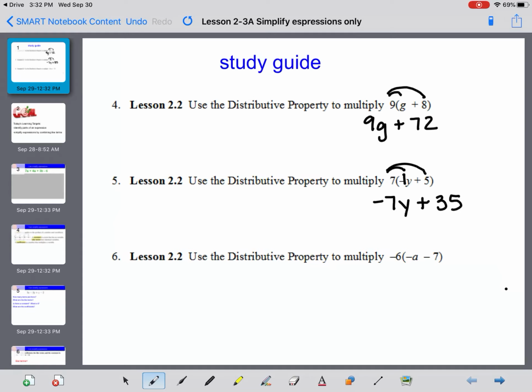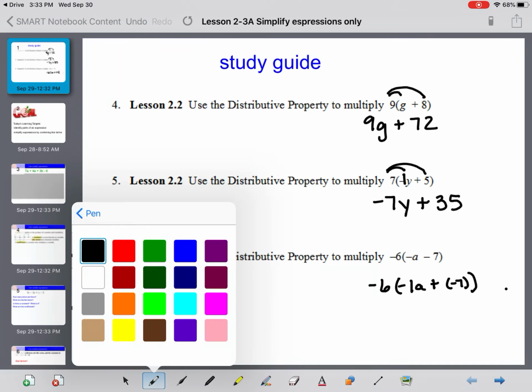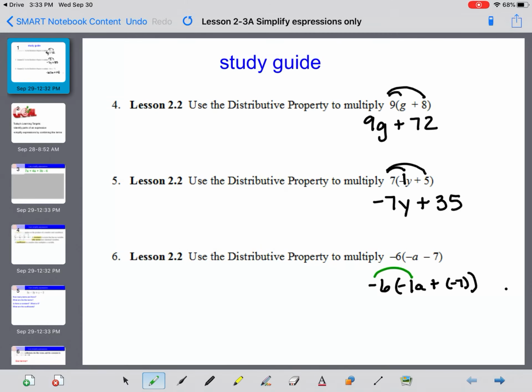In the last example from yesterday, I have a subtraction problem here in parentheses. Let's rewrite this subtraction problem as adding the opposite. I'm also going to add a 1 in front of my variable to show that a is really 1a. Then I'm going to distribute my negative 6. Negative 6 times negative 1 is a positive 6a. Negative 6 times negative 7 is a positive 42.